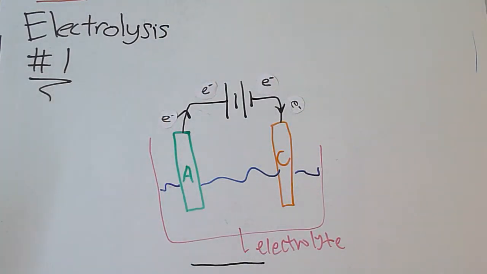At the anode, during electrolysis, anions, which are the negative ions, move towards the anode. Anions give off electrons at the anode. Oxidation occurs at the anode.